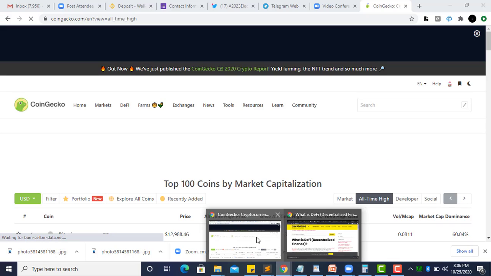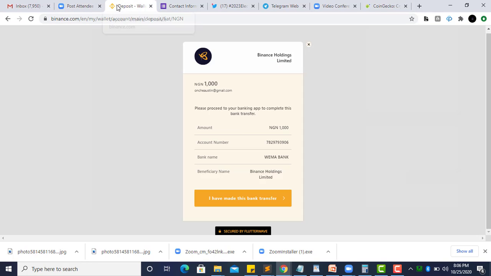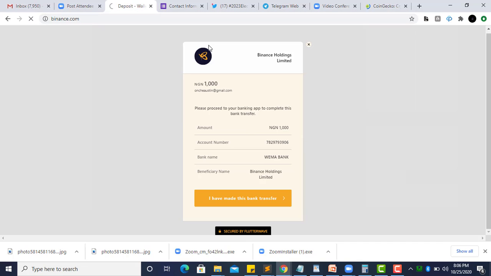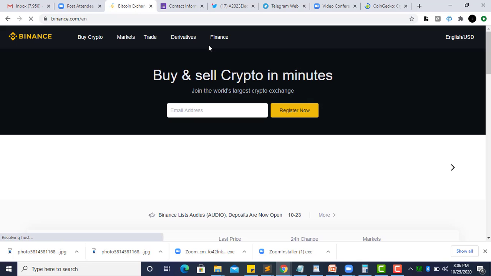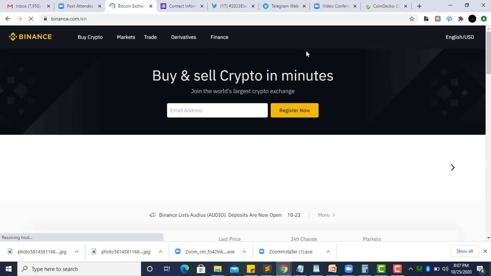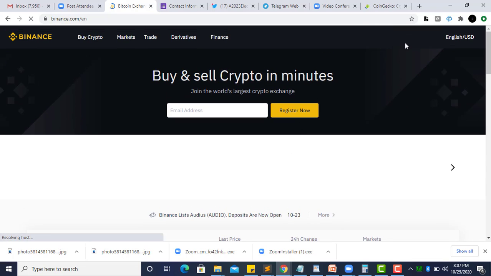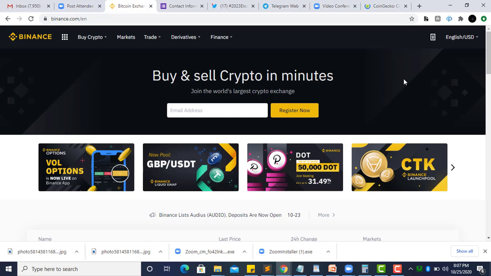So we'll go to Binance. Go to Binance.com. You use the link that I sent to you. You click on that link, and I also sent it to the group. Once you click on Binance.com, it will open the site for you, then you will log in. If you have not registered before, the link will take you to where you can register, and then you become a member.